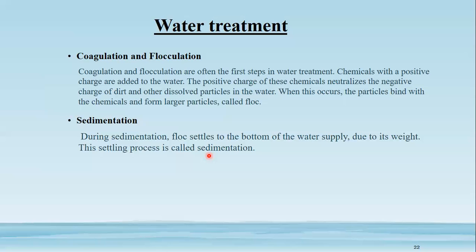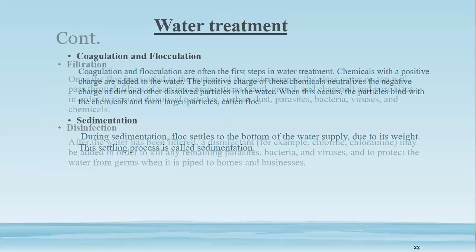Sedimentation. During sedimentation, floc settles to the bottom of the water supply. Due to its weight, the settling process is called sedimentation. We can do this with gravitational force. When we rotate the water in a tank, due to the heavy weight of the sediment, the pollutants will settle down, and our water can be treated.